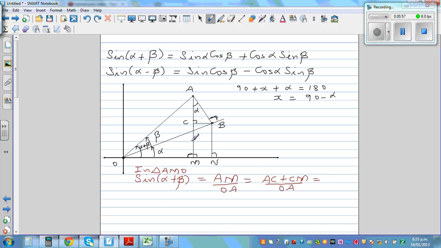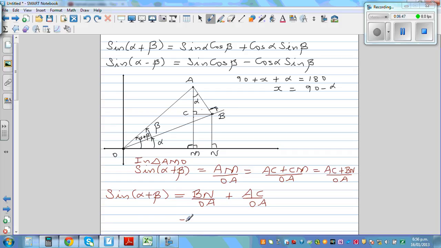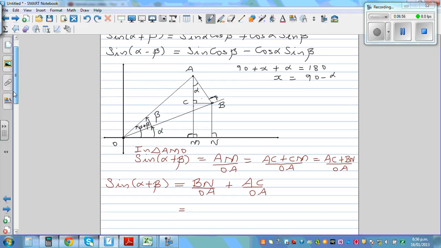which is equal to, what is CM? CM is equal to BN. In place of CM, I can write BN. So this is AC plus BN over OA. So let me rewrite. So can I say sine alpha plus beta is equal to BN over OA first. There's a reason, I'll tell that later, plus AC over OA. I just distributed the fraction. So AC plus BN over OA is same as BN over OA plus AC over OA. Okay, now is the most important step. So now BN over OA is not in any one triangle. So I'm going to do a trick here. This is the most important, crucial step. So this is BN.